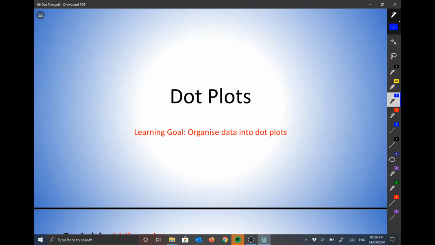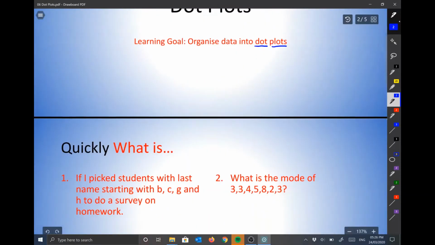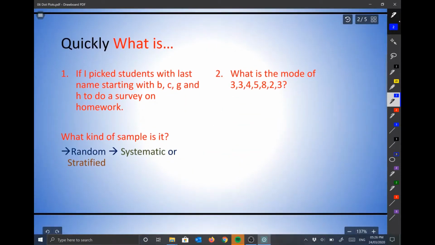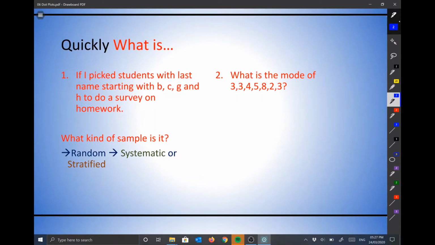Hey guys, the next type of graph or way to visually represent data that we're going to be looking at is called dot plots. But before we get into dot plots, I have a couple of quick bits of revision for you guys. If I pick students with last names starting with B, C, G, and H to do a survey on homework, what kind of sample am I choosing?